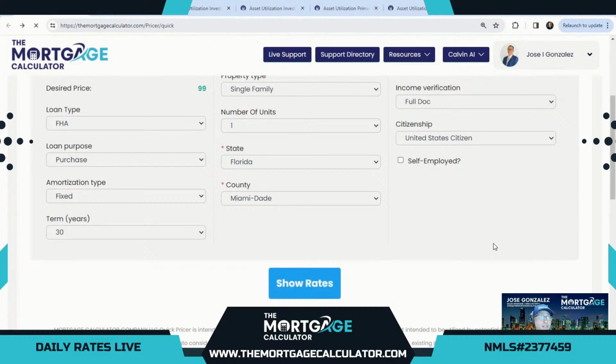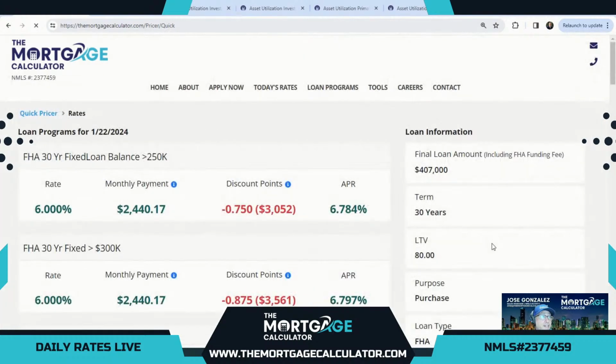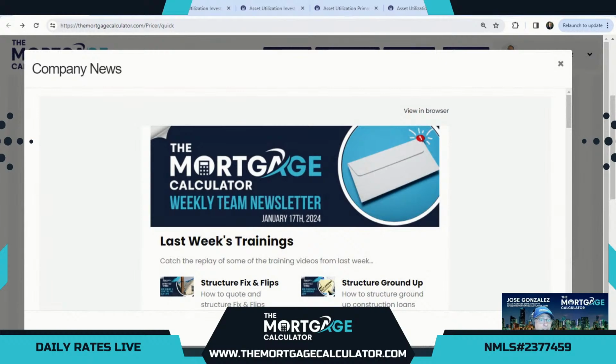So here are FHA for today. Wow, look at that. We're getting some good movement here. Look at the difference also between FHA and conventional. And the main difference in those is going to be the insurance on the FHA, right? It's backed by the US government as opposed to conventional loans are private. So 6%, 0.75 point loan discount. Amazing option.